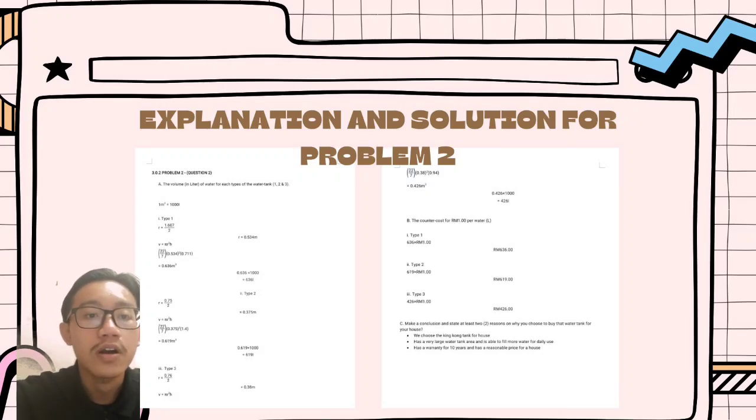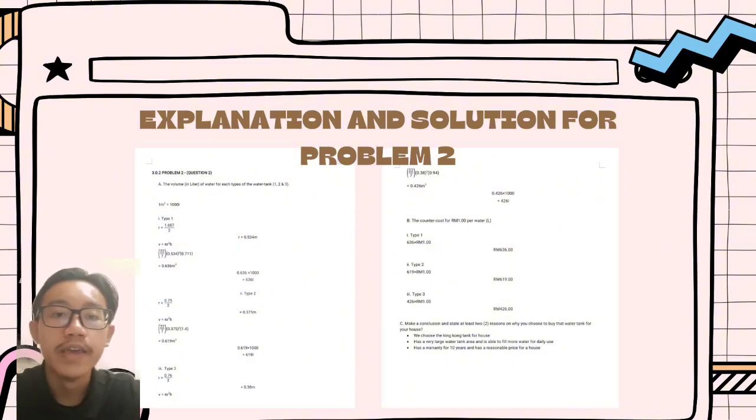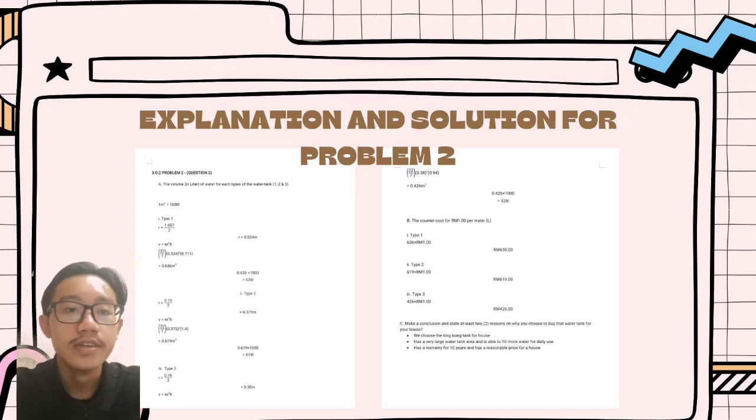We should make a conclusion and state at least 2 reasons why you choose to buy that water tank for your house. The first reason is we choose the King Kong tank for the house. The second reason is it has a very large water tank area and is able to hold more water for daily use. The third reason is it has a warranty of 10 years and a reasonable price for a house.